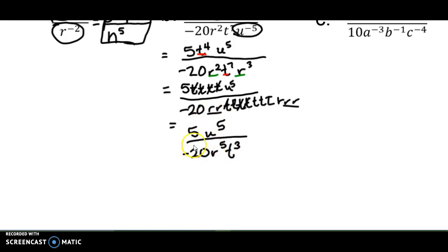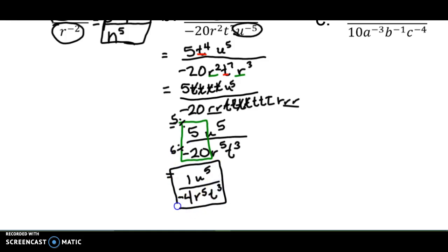Okay, so now if I look at my new answer, I only see each base once, and so finally we need to talk about simplifying fractions. So I am going to treat this 5 over negative 20 as the fraction that it is, and I'm going to reduce it. So both the top and the bottom can be divided by 5. When I divide my top by 5, I'll have a 1 times u to the 5th. And when I divide my denominator, that negative 20 by 5, I get negative 4 r to the 5th t to the 3rd. This is my simplified answer.